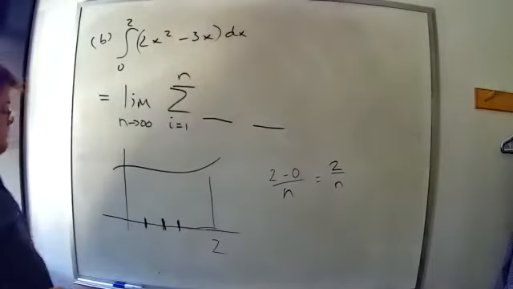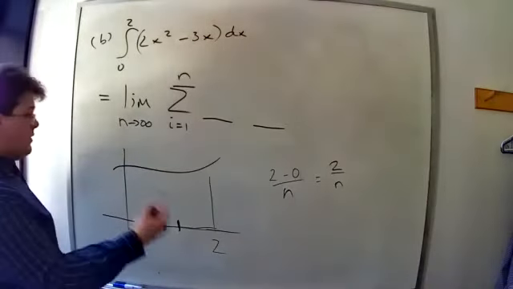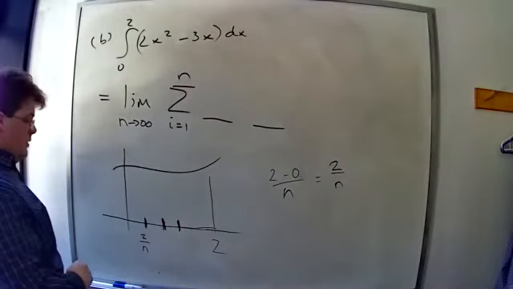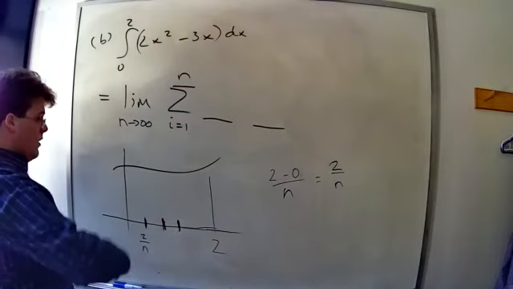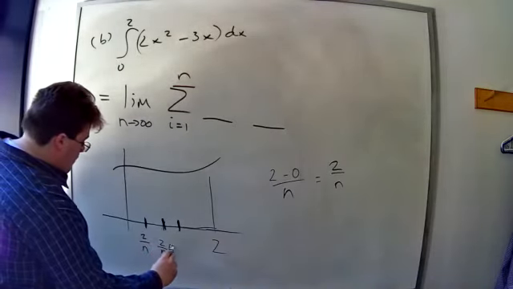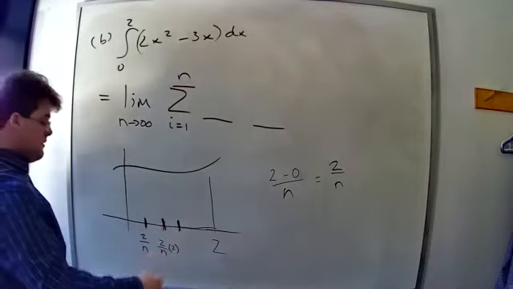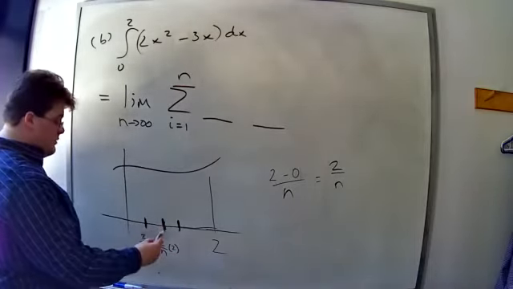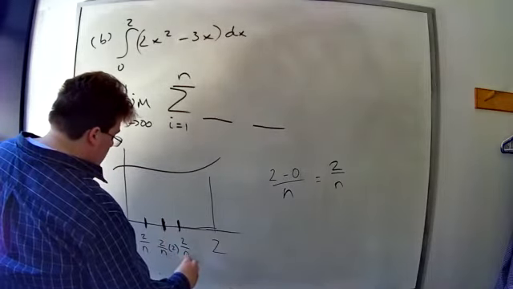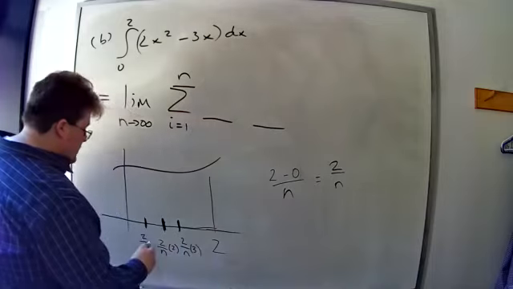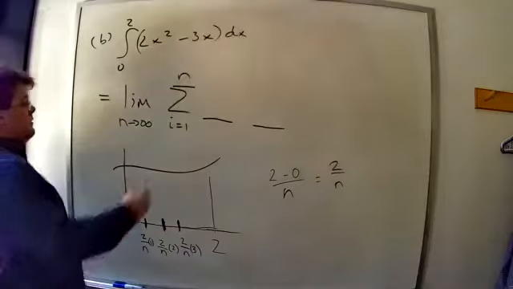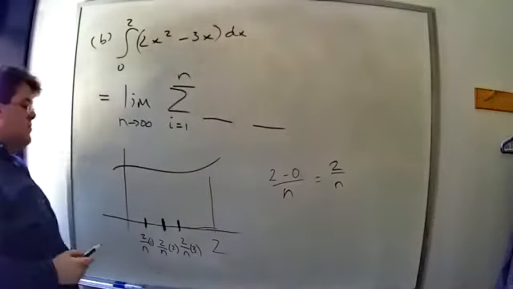So what is the first x value? Well, we start at 0 and we go over 2 over n. What is the next one? We start at 2 over n. We go over another 2 over n. What is the next one? We start at 2 copies of 2 over n, and we go over a third. And the number of 2 over n's that we go over is taken care of by the sum.